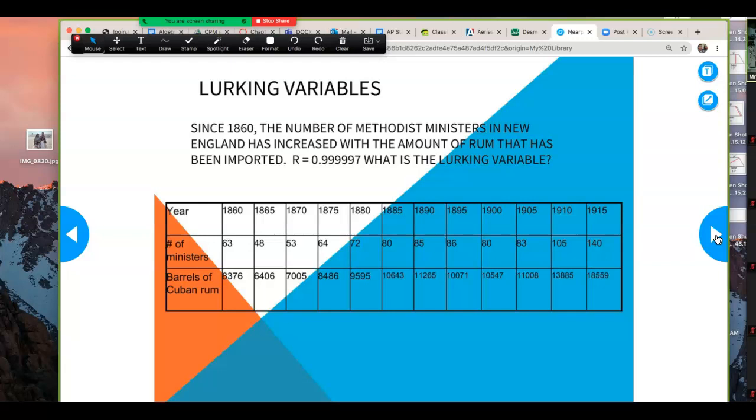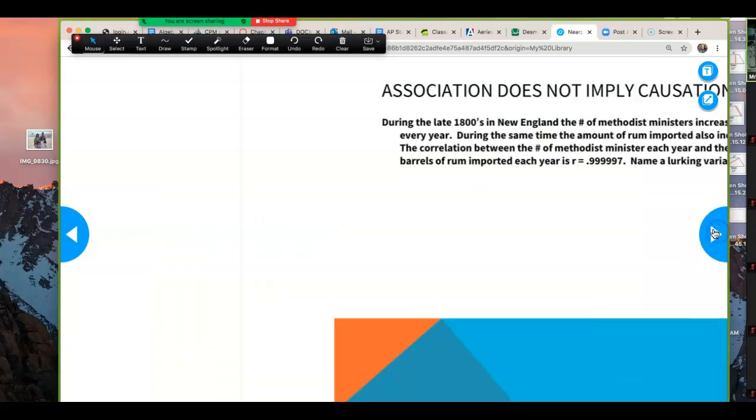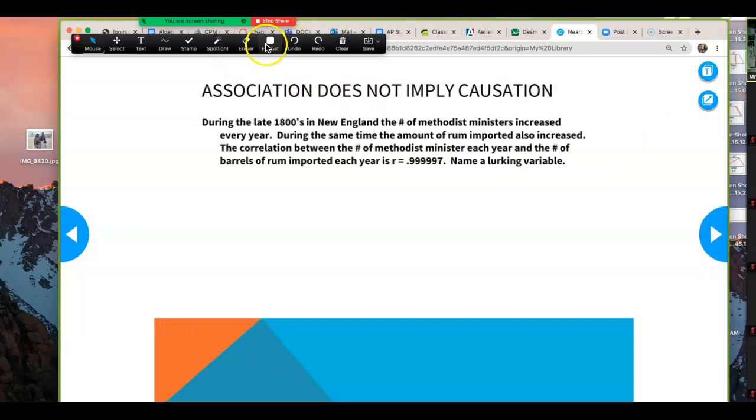R, there's a strong correlation between the two. So that means all the ministers are drinking rum. Well, not really. Ministers don't drink rum. They're religious people. Most of them don't drink. But what's the lurking variable in this case? It's population.